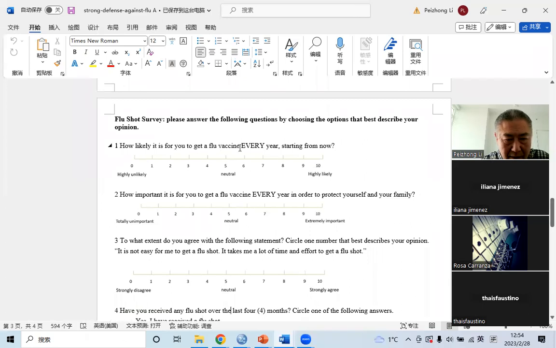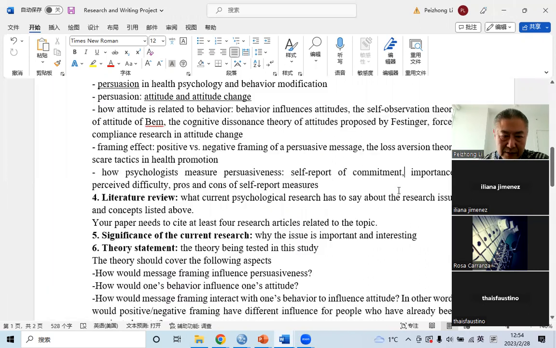How likely are you to get vaccinated every year? That's commitment. How important is it for you to get a flu shot? How difficult or how easy is it to get a flu shot? These are self-reports, self-report of attitude and attitude change. And you want to discuss the pros and cons of this measurement. This is a measurement issue.